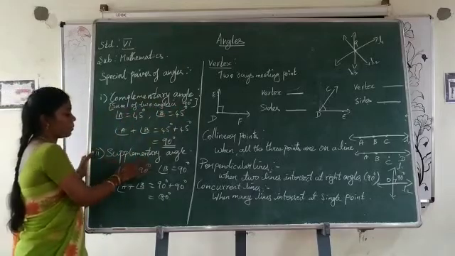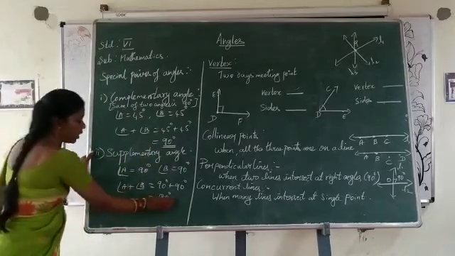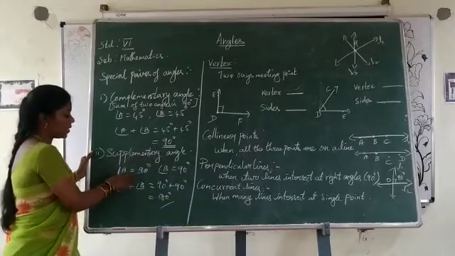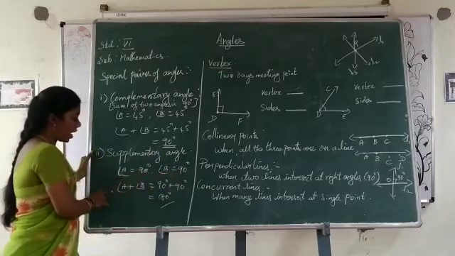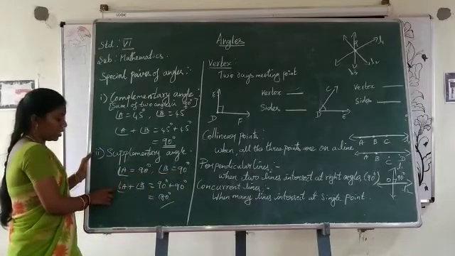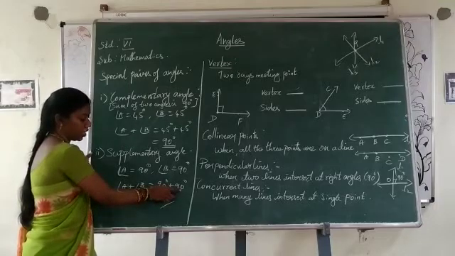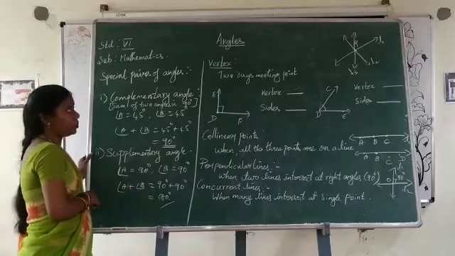Second one, supplementary angles. If the sum of two angle measures is exactly 180 degree, they are known as supplementary angles. That is, angle A is equal to 90 degree and angle B is equal to 90 degree. You can add the two angles, that is angle A plus angle B is equal to 90 degree plus 90 degree, you get 180 degree. It is known as supplementary angles.